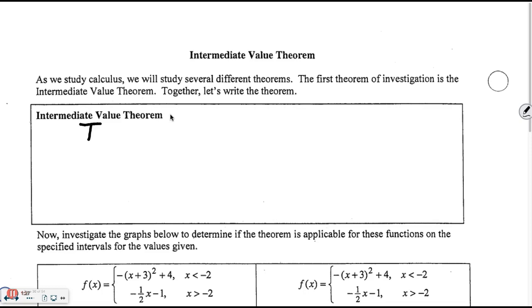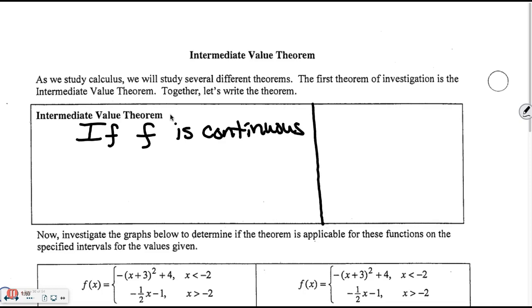So if, and I'm going to go a little slower today than usual, not because it's difficult, I just want to make sure you get the gist of it. If f is continuous, and then leave some space over here because we'll put a graph over there.